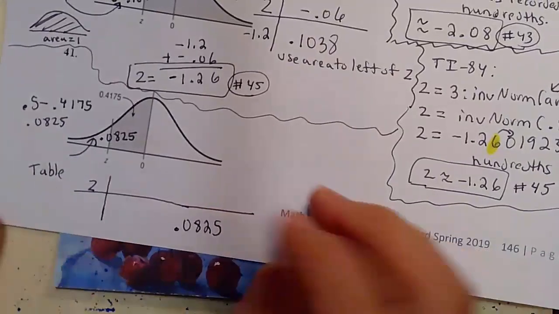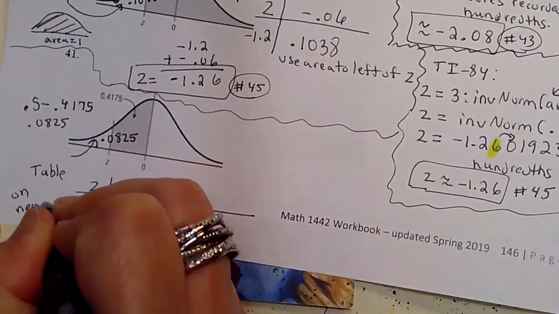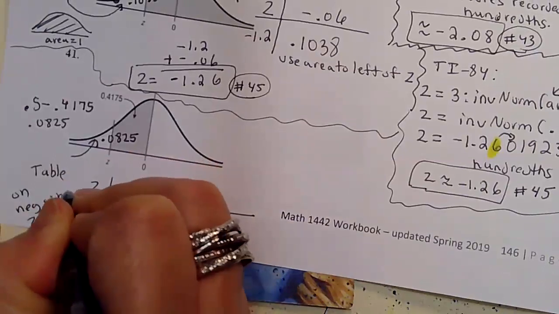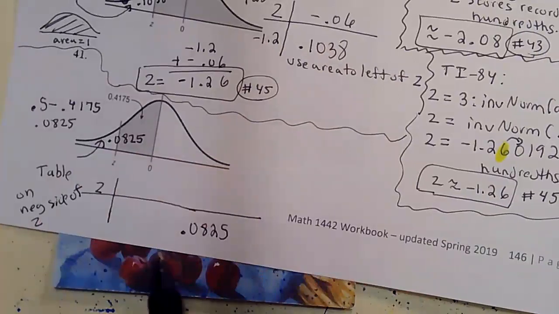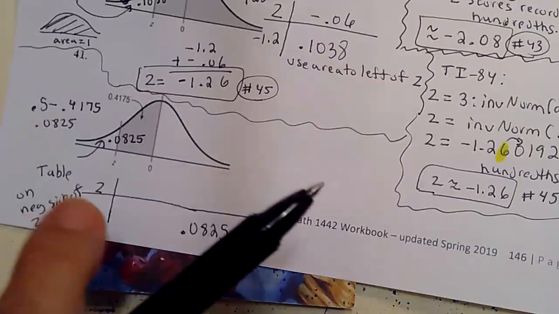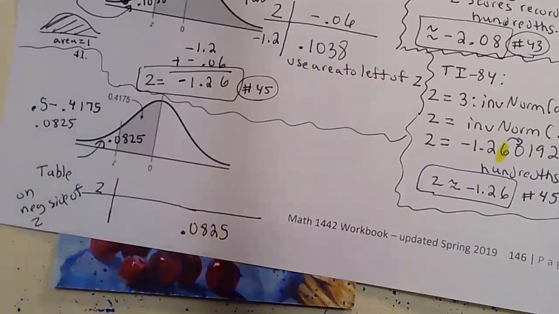Again, we happen to be on the negative side of Z. This is predominantly what's going to happen in the next section, section 6.2, when you're working with applications and story problems. In reality, you can't really find it exactly on the table. It's in between two areas. So we're going to try and look up 0.0825 as best we can.